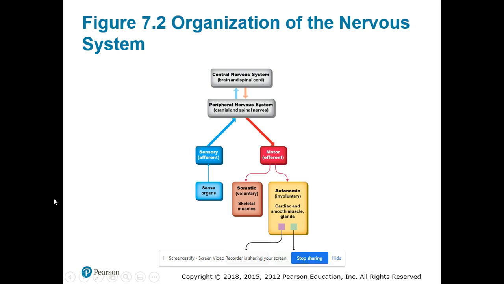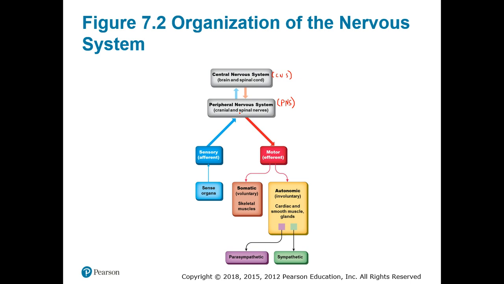Here's the image that is in your notes that I would like you to copy down because it's an overview of what we're going to discuss. This is the organization of the nervous system. It starts off with the two major divisions: your central nervous system, which is abbreviated CNS, and then your peripheral nervous system, which I abbreviate PNS. These communicate with each other, which is why they have an arrow that goes to and from each other.